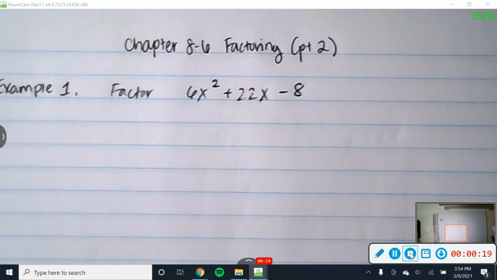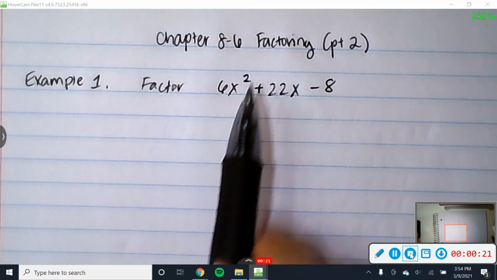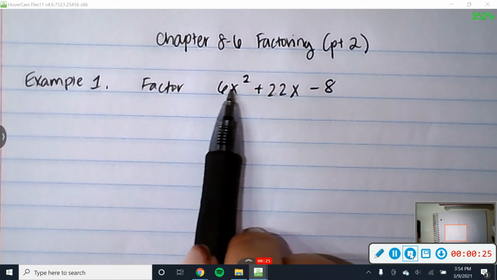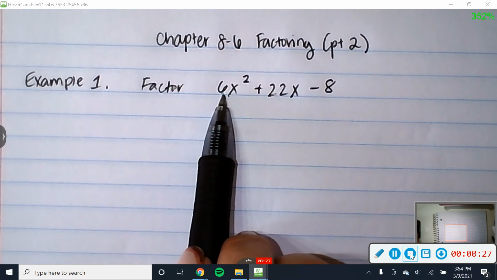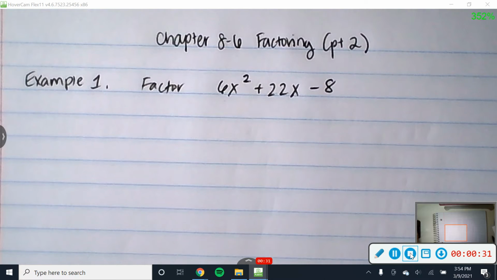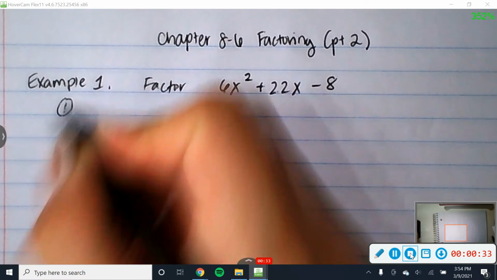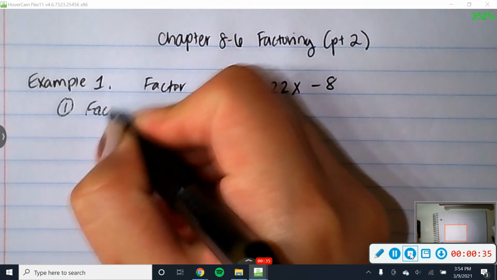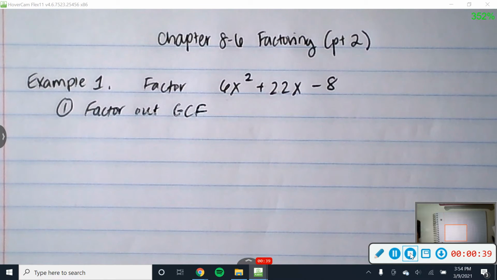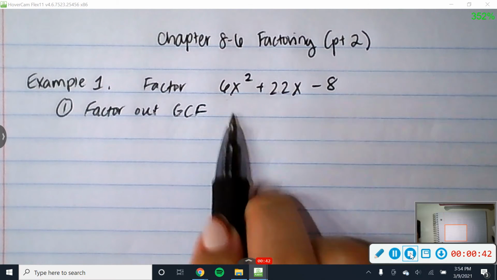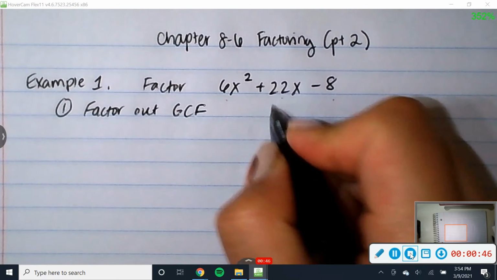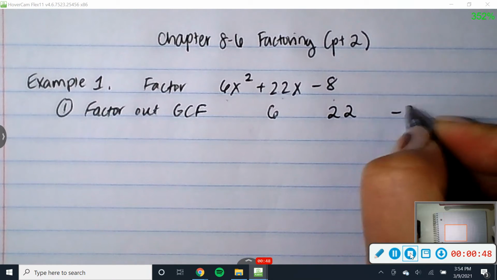Now, when you're factoring anything that has a number in front of your x squared, you want to make sure that you first check to see if you can factor out a GCF. So first thing you do is try to factor out a greatest common factor. So what that means is check to see if these three numbers right here have a GCF. So 6, 22, and negative 8.